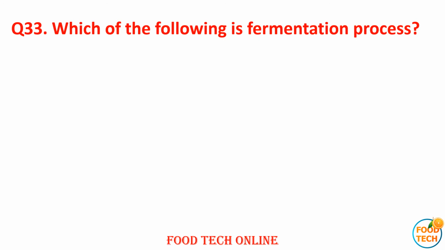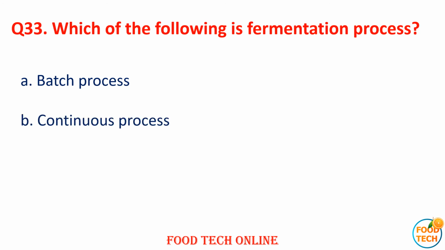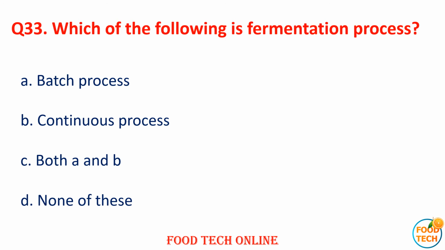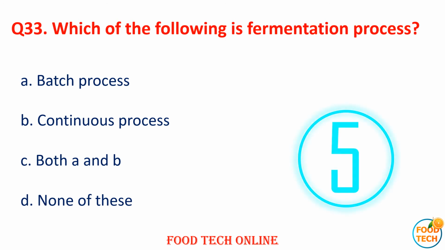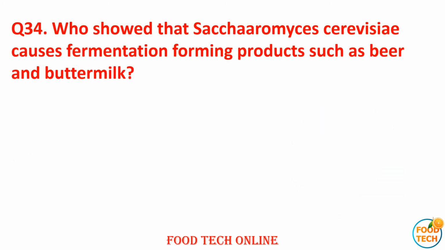Question 33. Which of the following is fermentation process? A. Batch process, B. Continuous process, C. Both A and B, and D. None of these. Answer C. Both A and B.